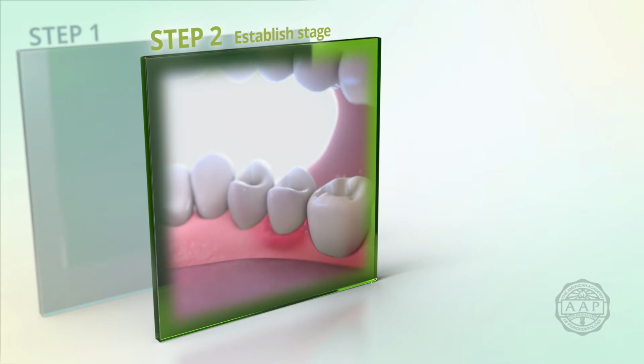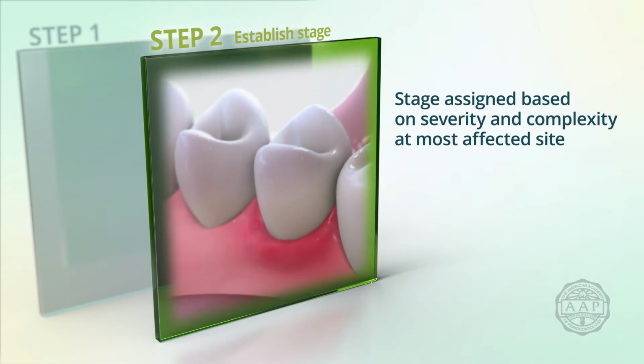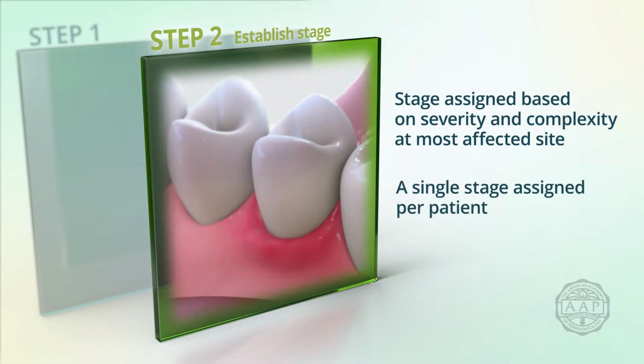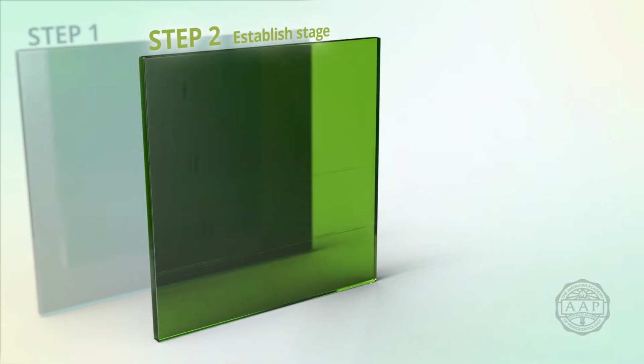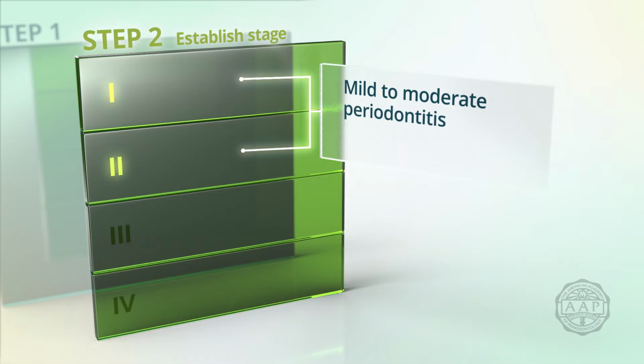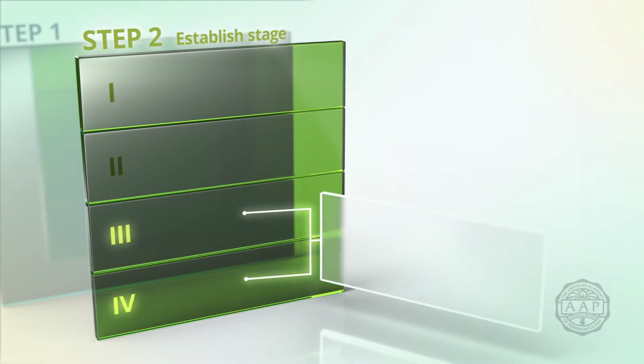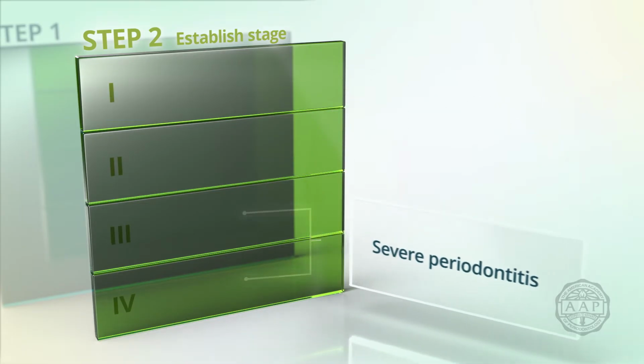Step 2. Establish the stage. The stage is assigned based on the severity and complexity of the disease at the most affected site. A single stage is assigned to a patient. Stages 1 and 2 signify mild to moderate periodontitis in patients who have not lost any teeth due to the disease, whereas stages 3 and 4 indicate severe periodontitis.